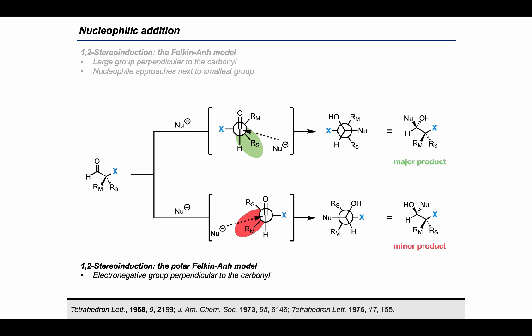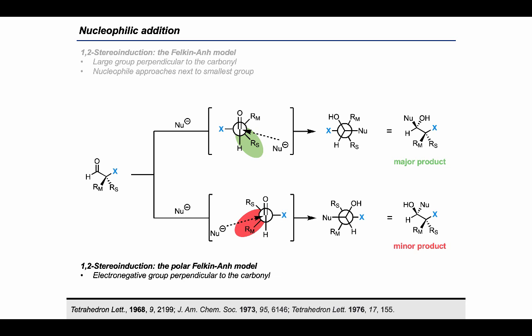This is because the perpendicular arrangement of the carbonyl and the electronegative group maximizes overlap between the lowest unoccupied molecular orbital of each group. The pi star orbital of the carbonyl group overlaps with the sigma star orbital of the electronegative group X, producing a new LUMO which is lower in energy and therefore more susceptible to nucleophilic attack.